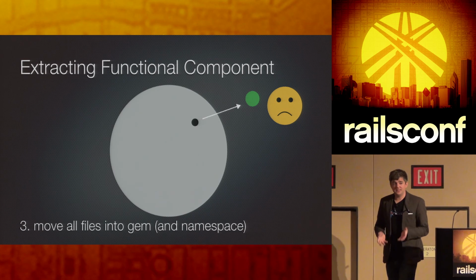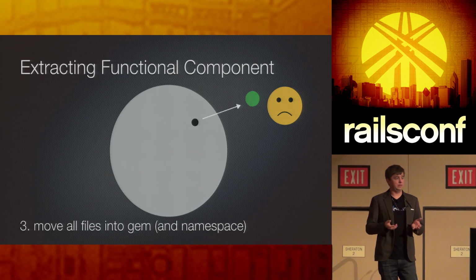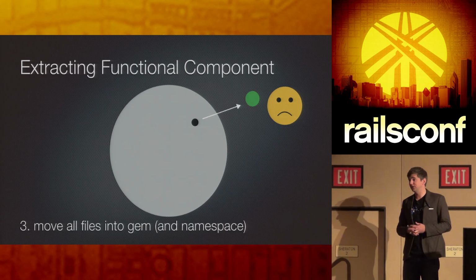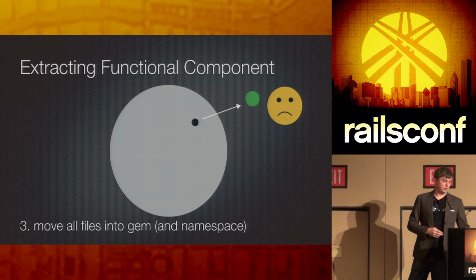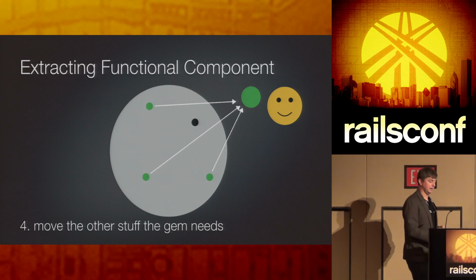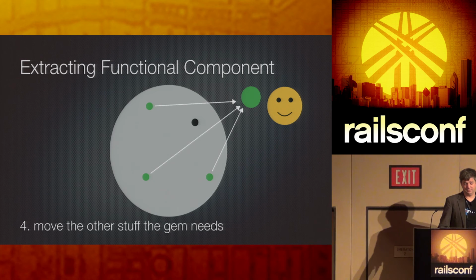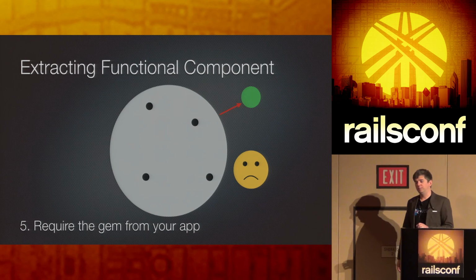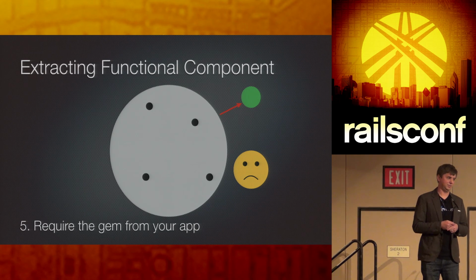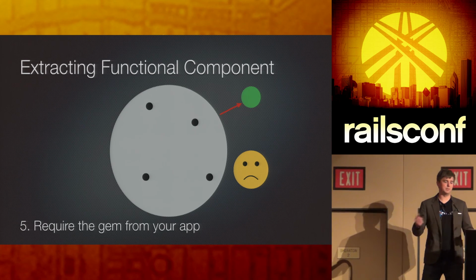And you move the tests in there as well, and when you run those tests, the gem's going to be unhappy because of all those dependencies that you didn't see coming. So you take all those and you move them in. And you make your tests happy. Well, and now you require that gem in the main app, and your main app is totally unhappy because it doesn't know how to talk to that gem anymore.